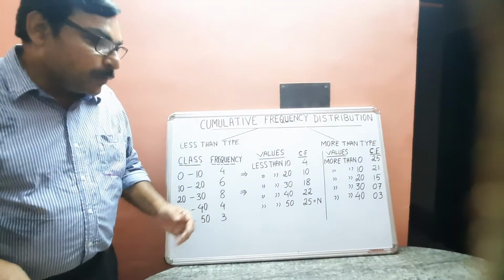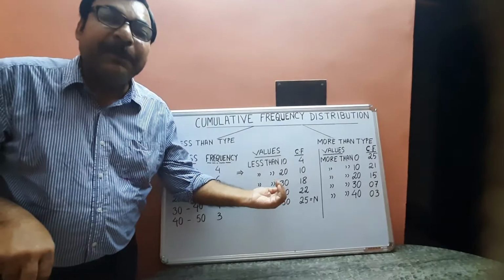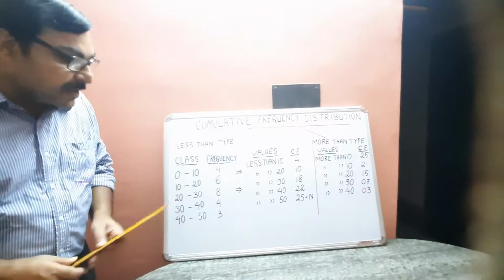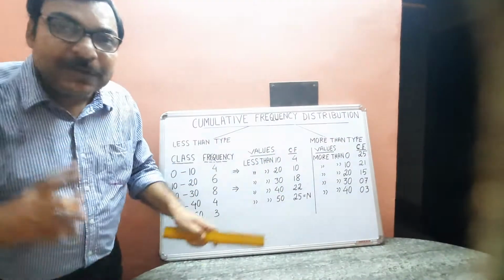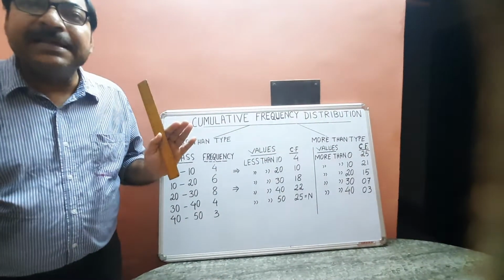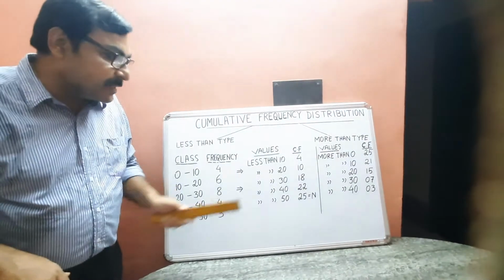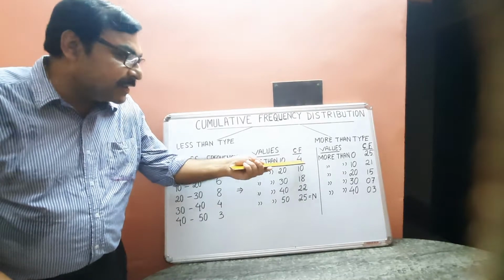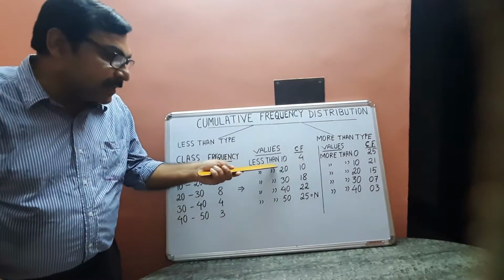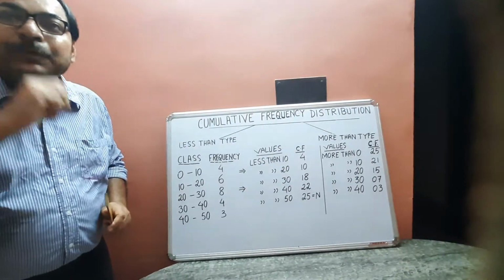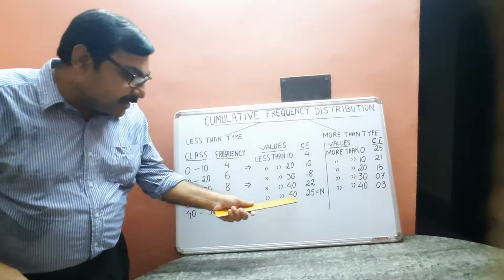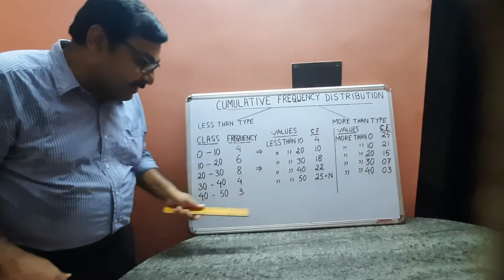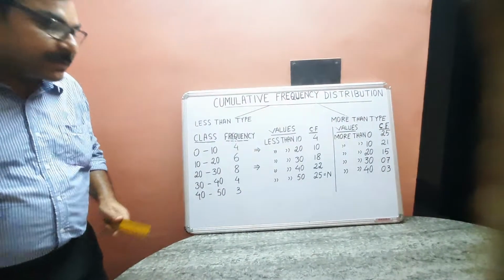So I repeat, when you have to convert less than type cumulative frequency distribution into simple frequency distribution, first consider the gap between the values. 10 is the gap, so class size is 10. What will be the first class? First information is less than 10, CF 4. Less than 10 means your first class will be 0 to 10. And the last value is 50. So 50 will be the upper limit of the last class. Last class should be 40 to 50.